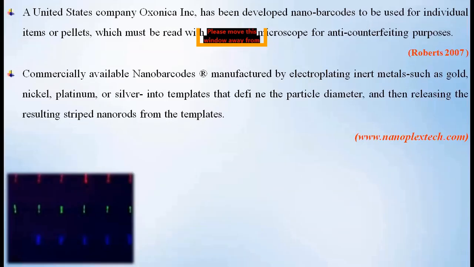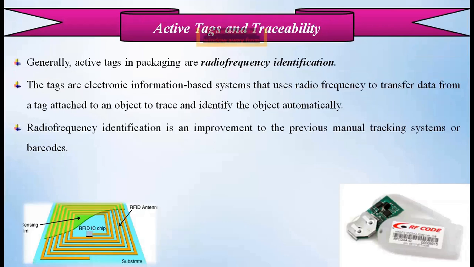So these are some of the things. A United States company has also developed many nano sensors, barcoded sensors, which are used for tracing. Commercially available nano barcodes are manufactured by electroplating inert metals such as gold, nickel, platinum, or silver into templates that define the particle diameter, and then releasing the resulting striped nanorods from the templates. So in the figure you see these chips with encoded information which identify and are used for traceability, like radio frequency identification.